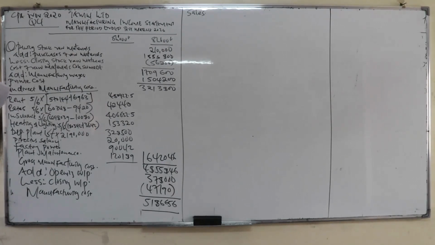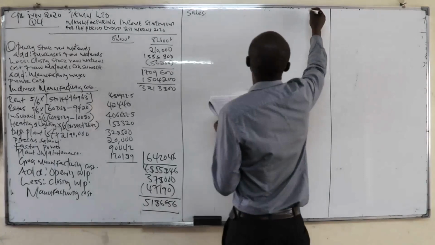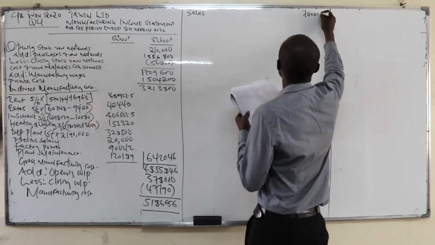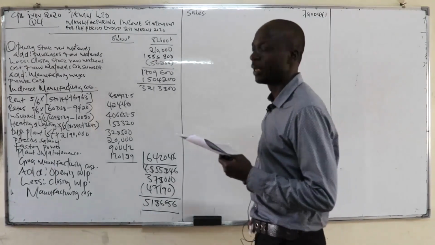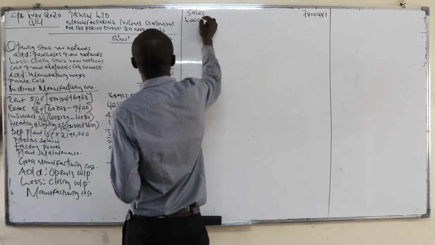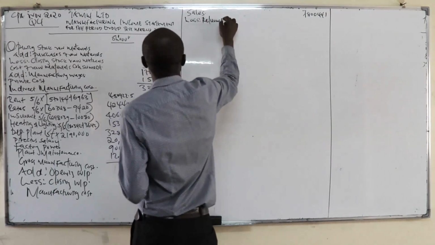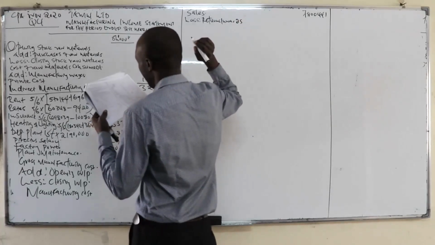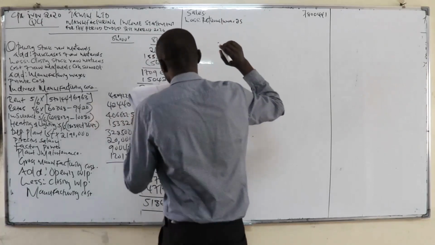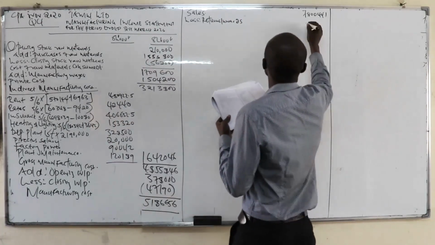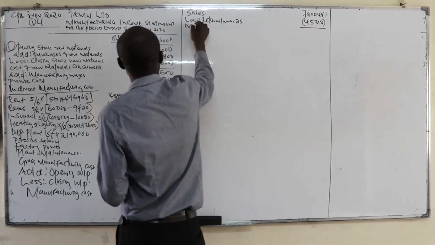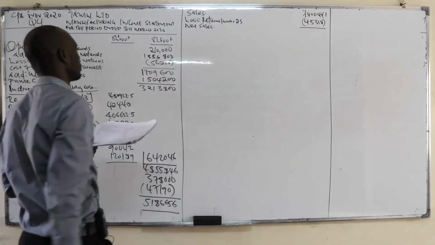Sales are 7,800,441. Is that okay? Then you less returns inwards. Returns inwards is going up here, 45,318. So you less 45,318 here. So you get the net sales. So what is the net sales?